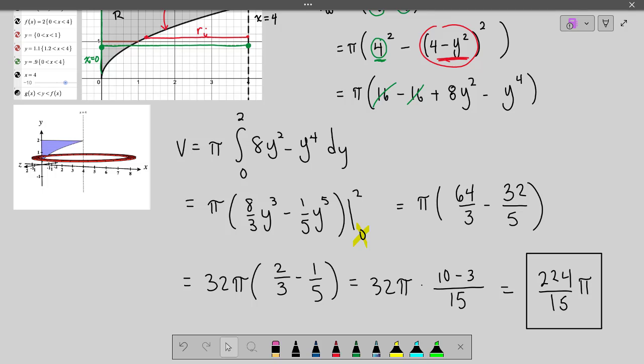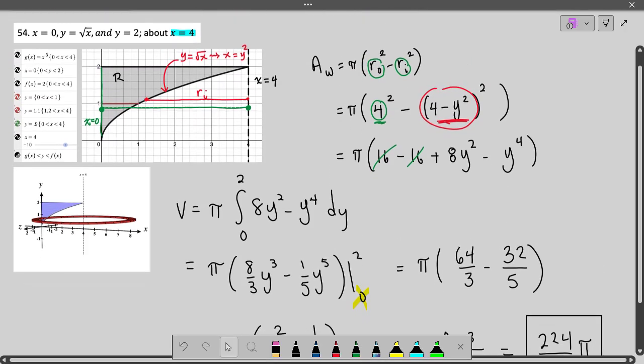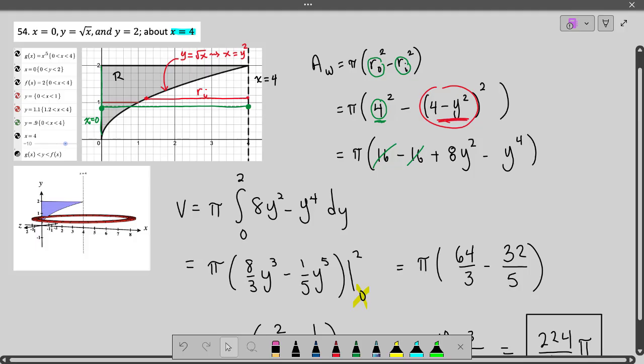This part, hopefully this part is really routine. If this part's not routine here, definitely do as many practice problems as you can. The integration part should be routine by now. This is the hard part. The setup is always the hard part.